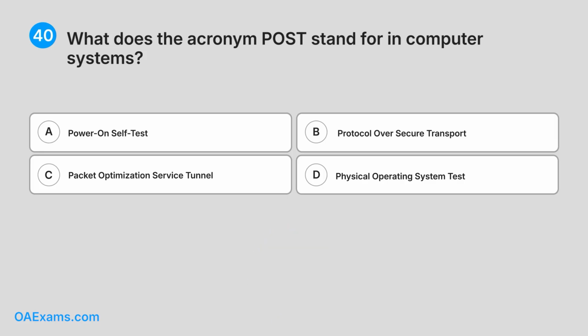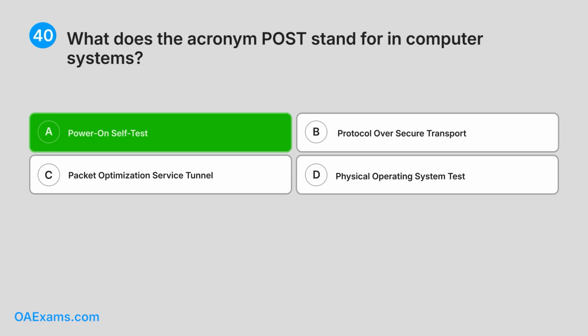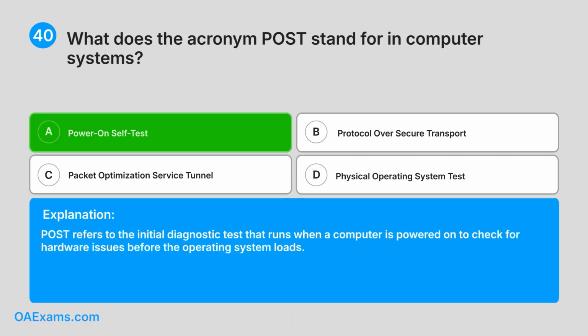Correct answer: A. Power on self-test. Explanation: POST refers to the initial diagnostic test that runs when a computer is powered on to check for hardware issues before the operating system loads.